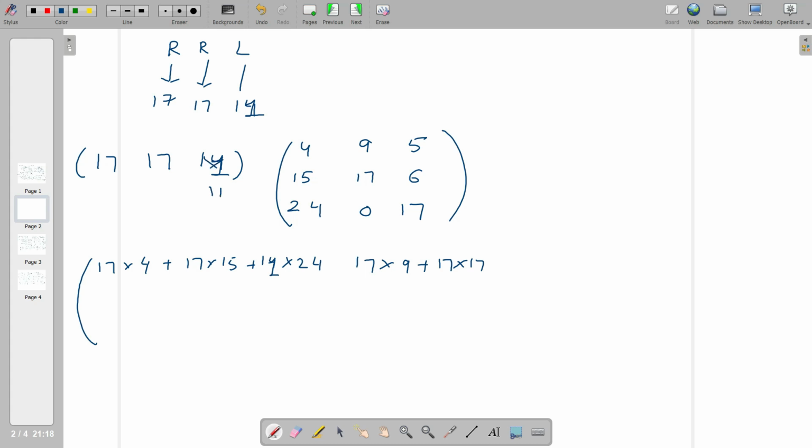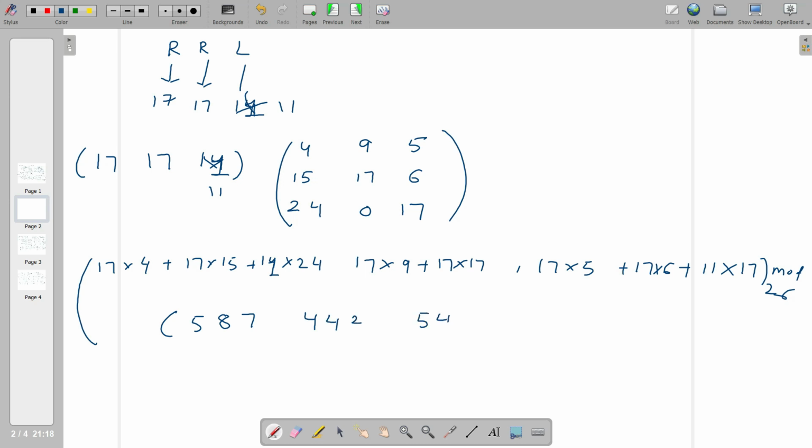Now let's do this one. This is 11. This is 11. 17 into 5 plus 17 into 6 plus 11 into 17. This is 17 into 6 plus 11 into 17, and it is mod 26. So let me write directly what comes out to be. It comes out to be 587. It comes out to be 442. It comes out to be 544. And then we can do mod 26.